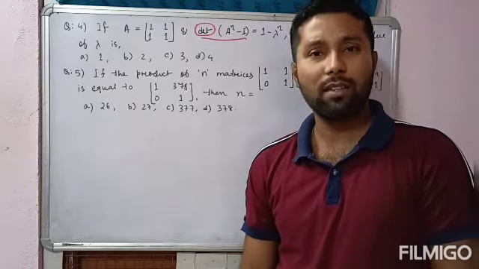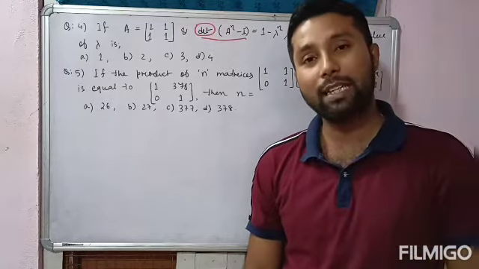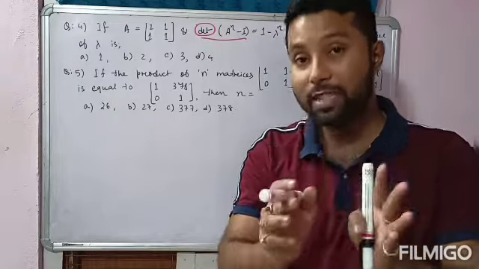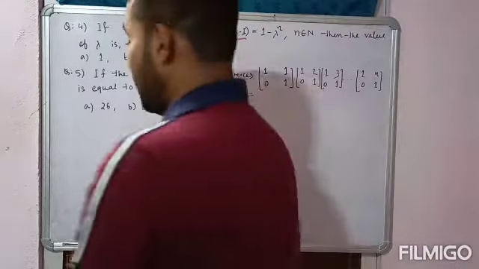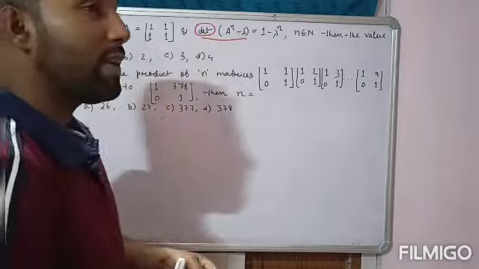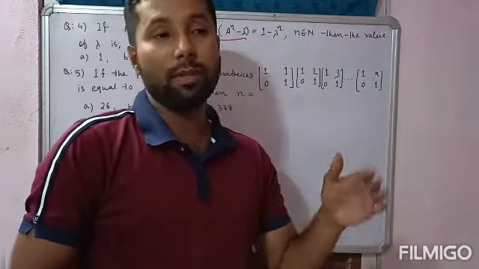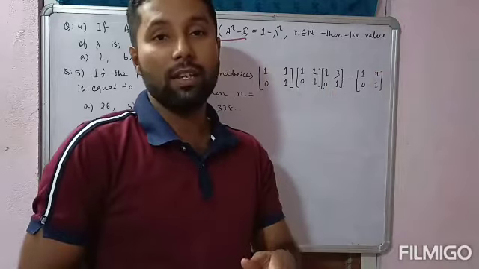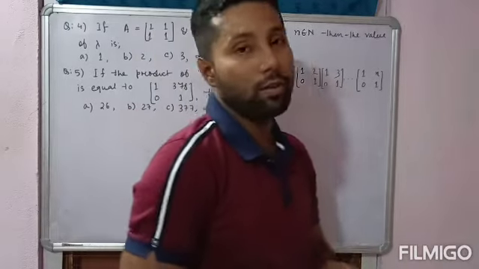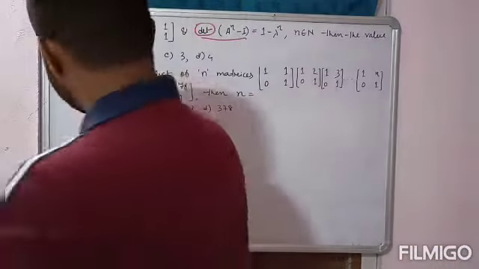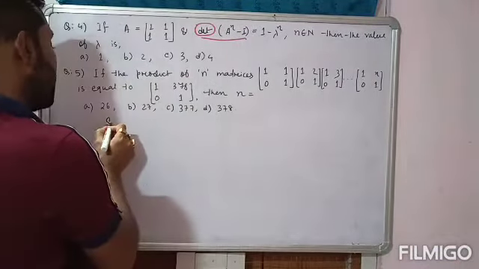Is it possible? No need to multiply A up to n times. You just have to follow one sequence. I will explain that sequence now. It is not possible to find the value of A to the power n by the normal method, like A into A into A into A. There won't be that much time, so we have to follow a sequence, a pattern. Let's see how it can be solved. See, solution number 4.